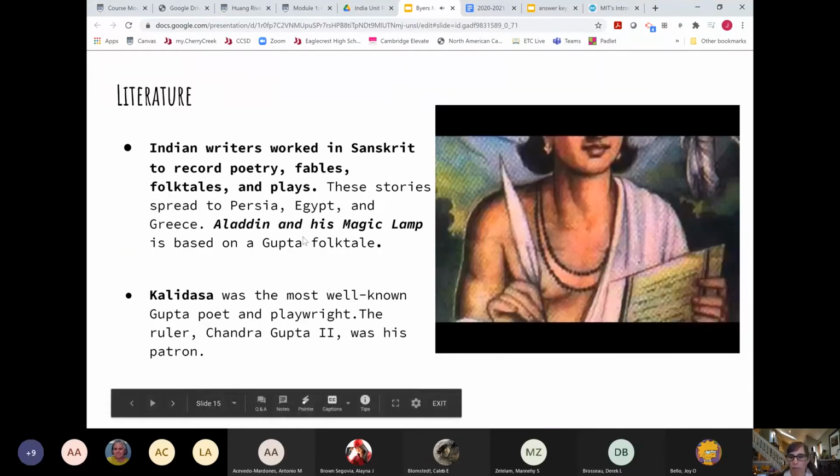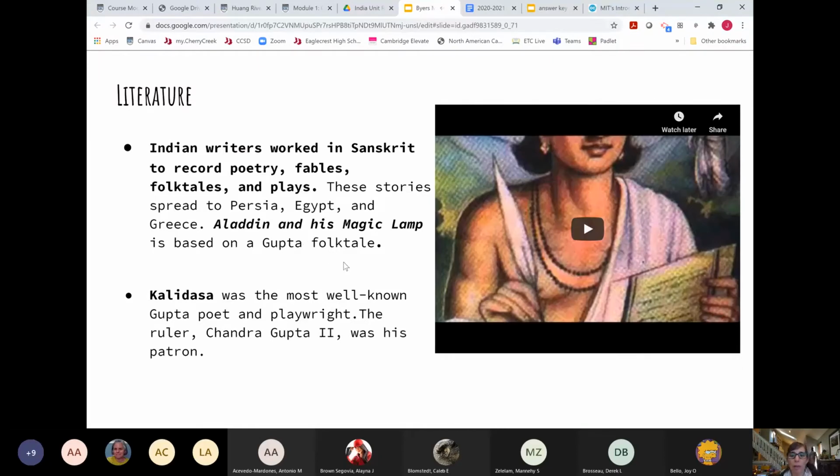Literature. Here we go. Okay, so let's talk about literature. Literature also had a golden age during this time, and writers were writing in Sanskrit. They were writing poetry, fables, folk tales, plays, and these stories were so popular. They were the stories that were spread all the way, again, through the trade routes, these ideas spreading through trade routes, to Persia, Egypt, and Greece, and all the way into Europe and the Western world as well.